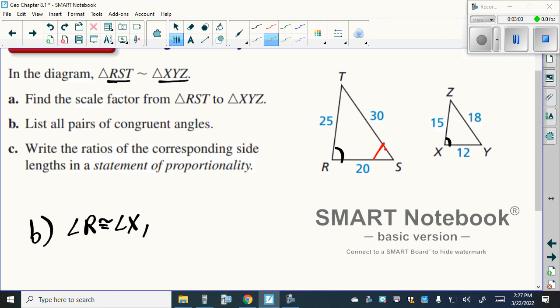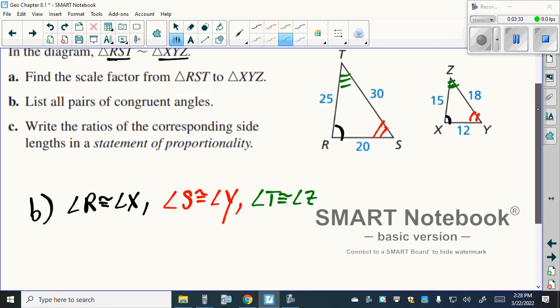So it went from R to S. Which angle would be congruent to angle S? Well, lastly, we have T, and it would be congruent to Z. So we have the congruent angles. We can see which angles are congruent to each other, yes?